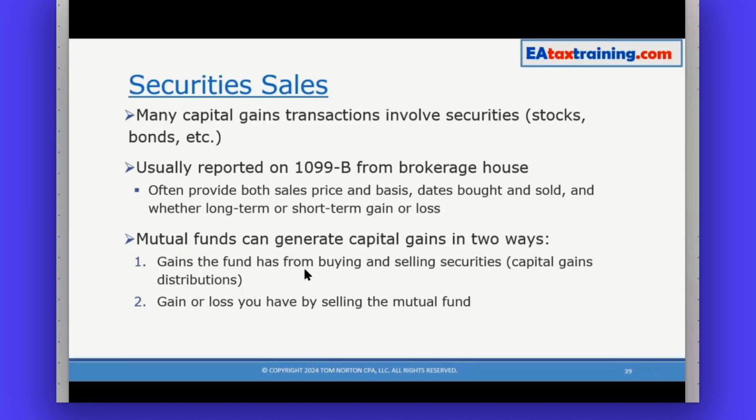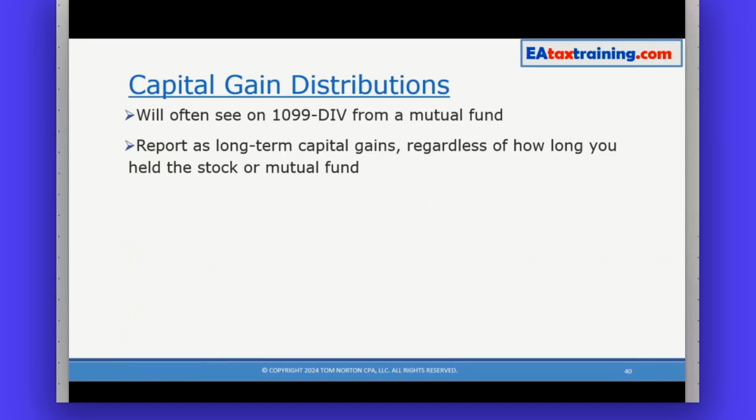The other way is from buying or selling the mutual fund itself. So you've got a share of that mutual fund and you can sell that share to somebody else. So you bought the mutual fund for a certain price and now you're selling it for a certain amount. So you can have a gain or loss on the sale of that mutual fund share. So that's two different ways to have capital gains from a mutual fund.